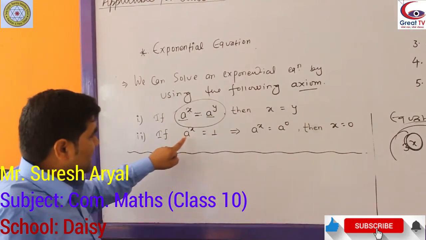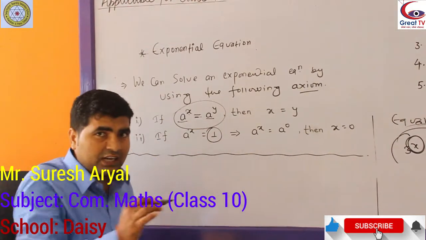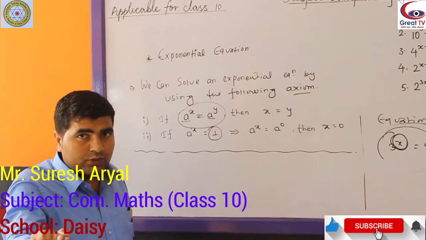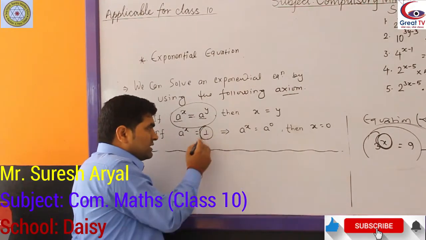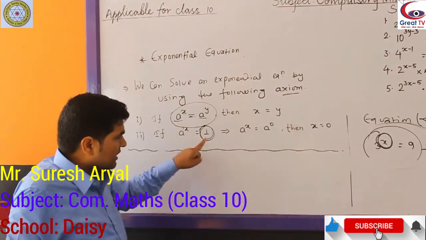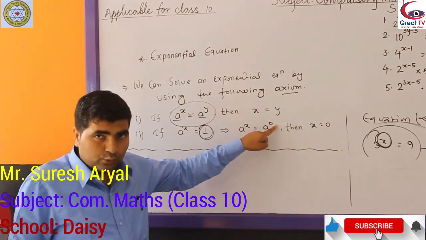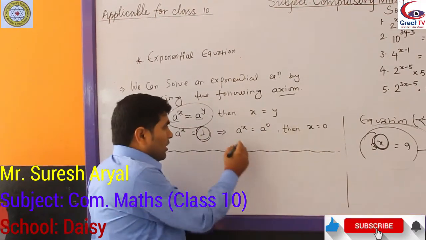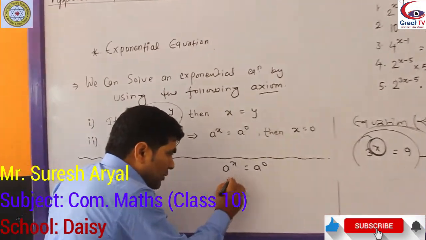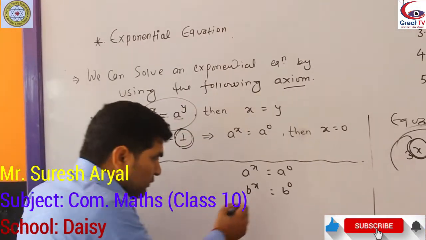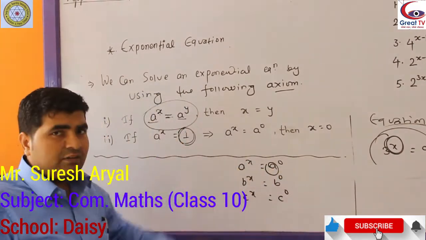In the second axiom, a^x = 1. We already studied this in class 7, not only in mathematics but also in computer, in the binary number system. Any constant with power 0 is 1. So a^x = a^0. If b^x, we can write b^0. If c^x, we can write c^0. What we write depends on the base of the other side.